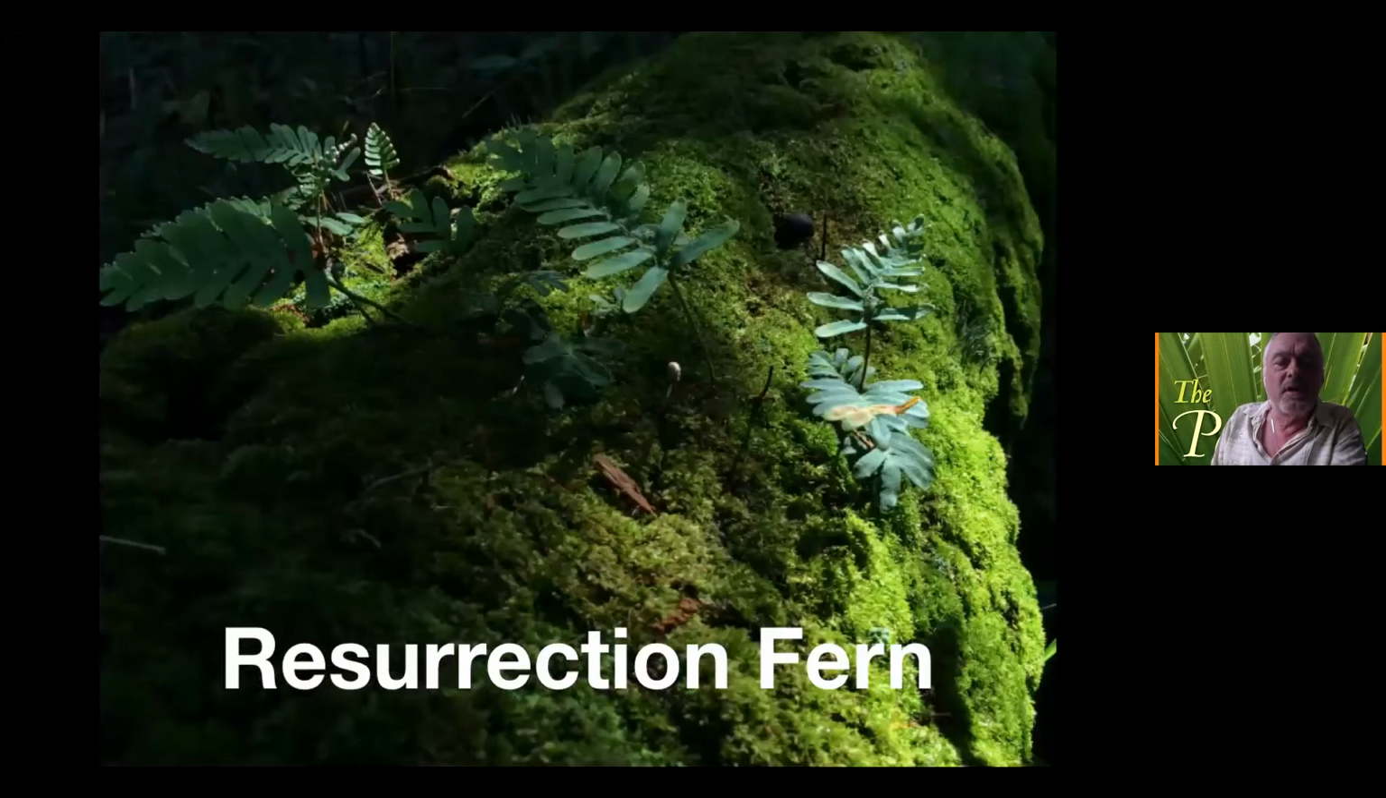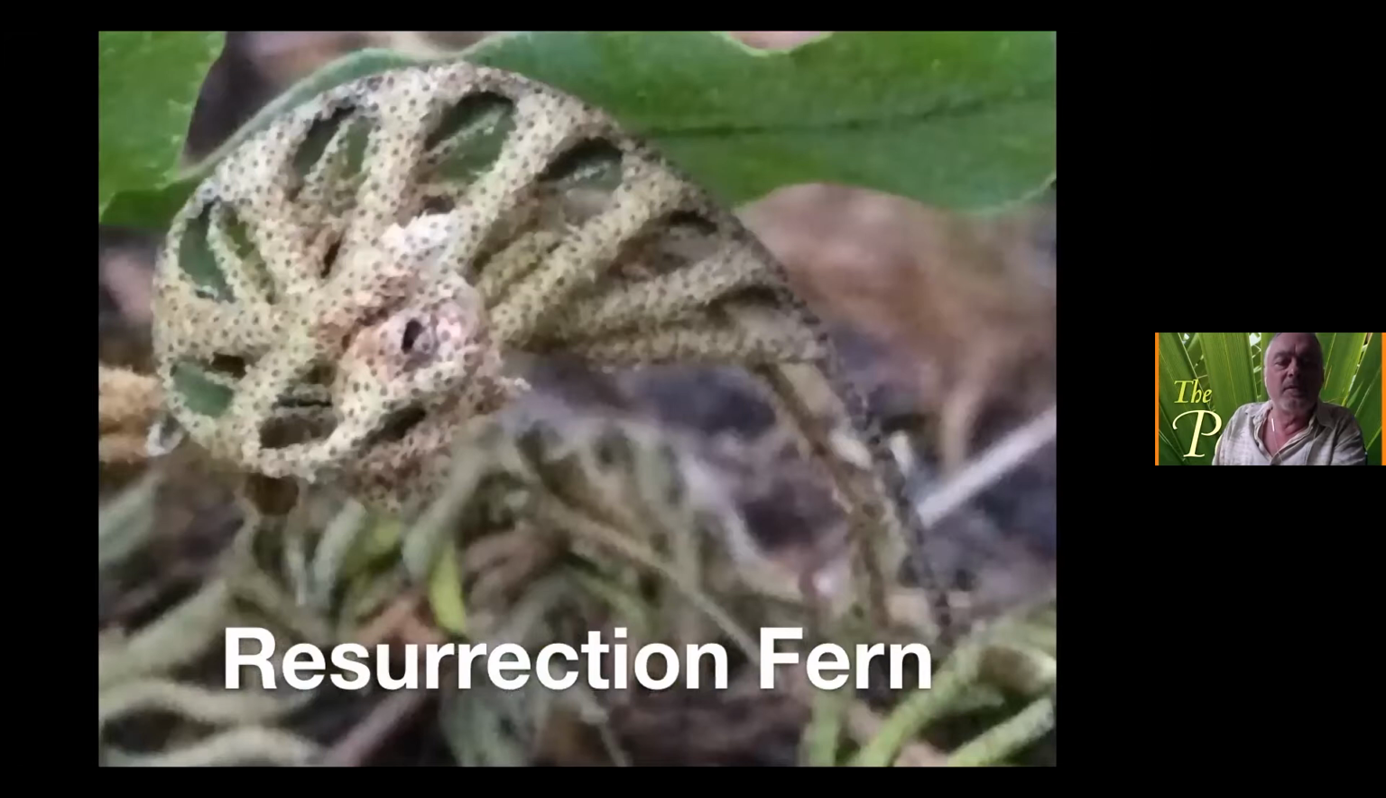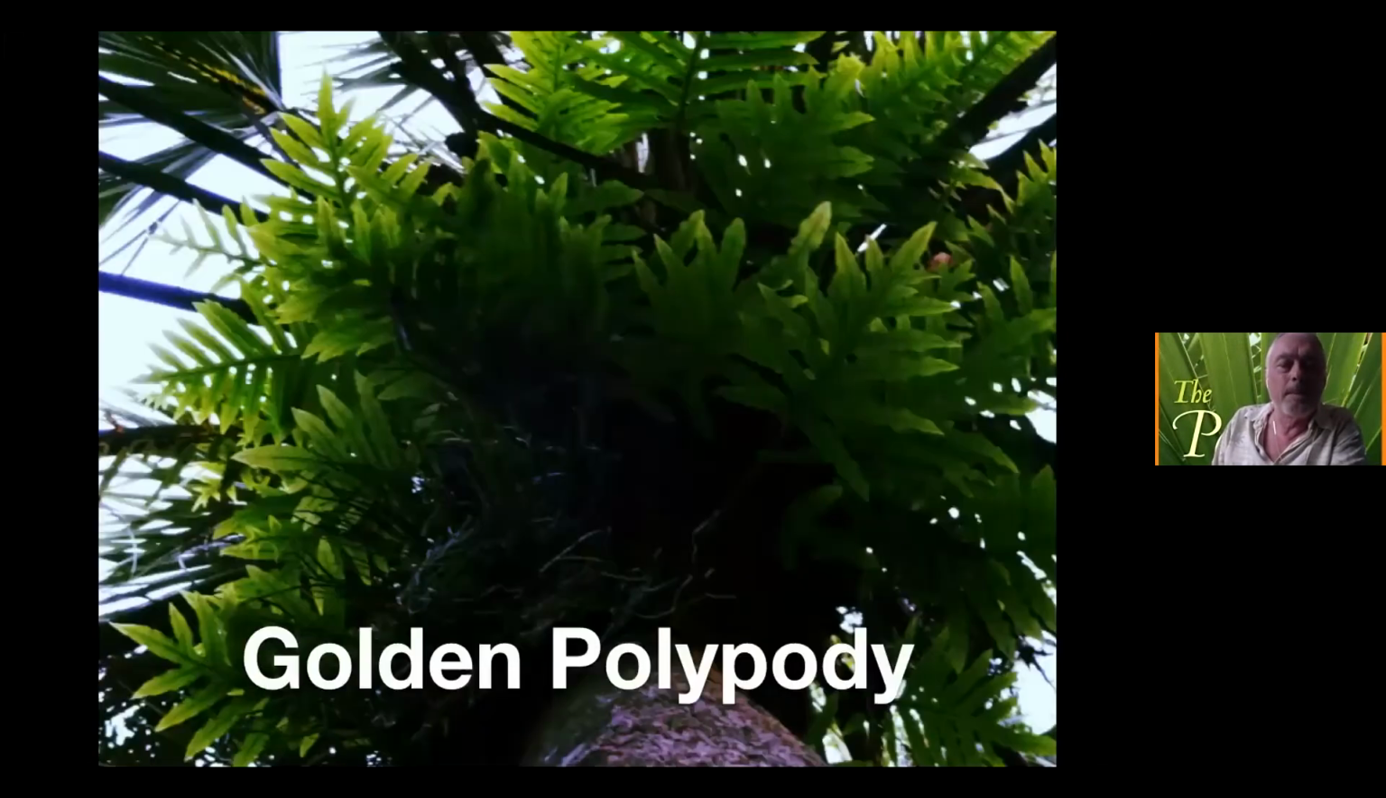They're a very small fern. And they have this ability to curl up and dry out and then rehydrate themselves. So according to Wikipedia, they can lose as much as 97% of their water and still bounce back, which makes it really spectacular, and kids are fascinated by this.